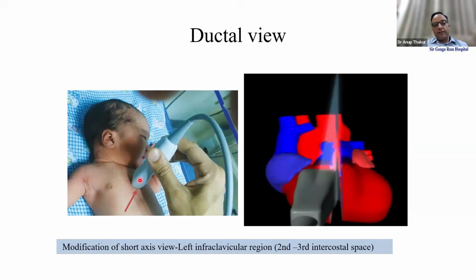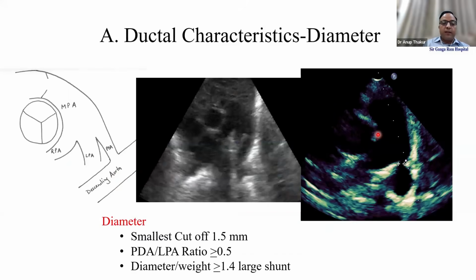So here we're trying to make a ductal view, a short axis view, but it's high up, and the pointer is towards the left shoulder, somewhere in the left infraclavicular region, in the second and third space. And basically, by this view, you're going to look at the duct which is joining the pulmonary artery and the aorta. Okay.